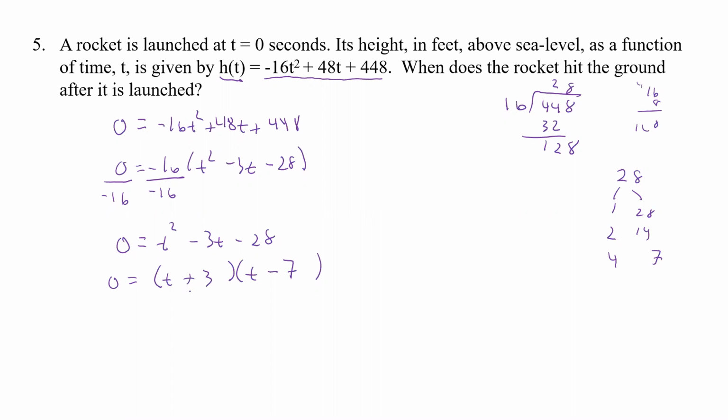And so then we can set each of those factors equal to 0: t plus 4 equals 0, and t minus 7 equals 0. And so here we get t equals a negative 4, and here we get t equals a positive 7. Well, if it starts at 0, then that doesn't make sense, because we can't have negative seconds if it's going to launch and go forward. But it does make sense that 7 seconds later it hits the ground.